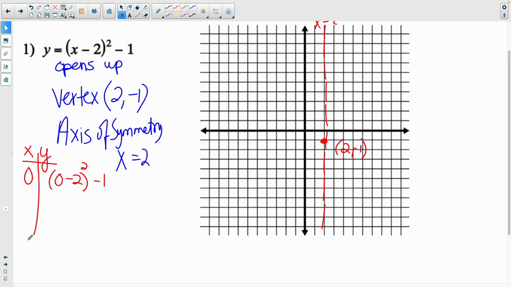Excellent, you get 3. So here's the x coordinate, which is 0. And then we just got 3 for the y. And that is our y-intercept. Y-intercept means it crosses the y-axis at that point. So your y-intercept is always on this y-axis. So I'm at 0, 1, 2, 3.